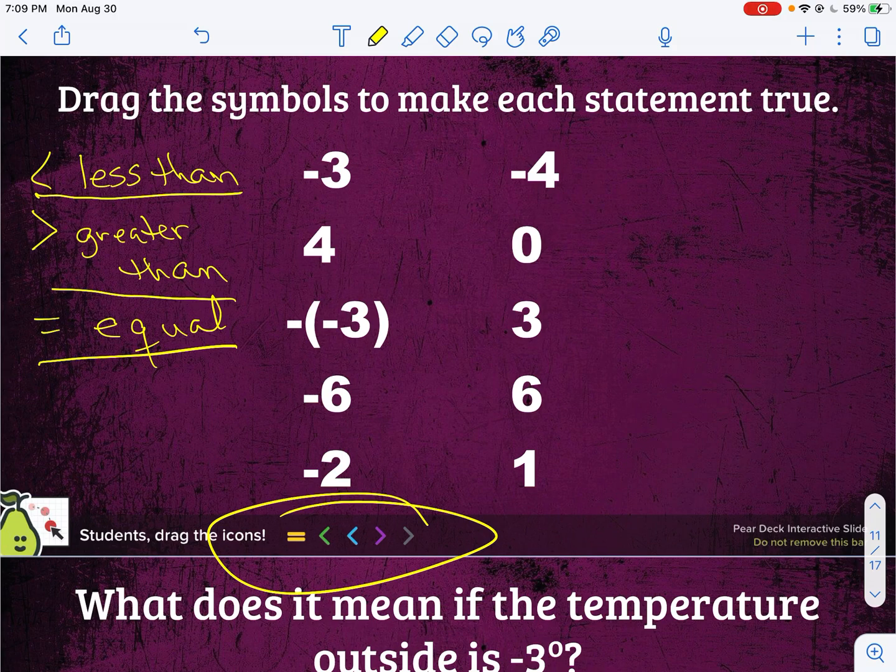Okay, if I was to do a number line, -3 would be closer to 0, so that is greater than. 4 is bigger than 0. This is the opposite of a negative. An opposite of a negative is 3, so 3 is the same as 3. Negatives will always be smaller than positives.